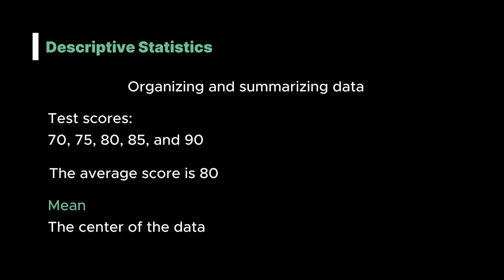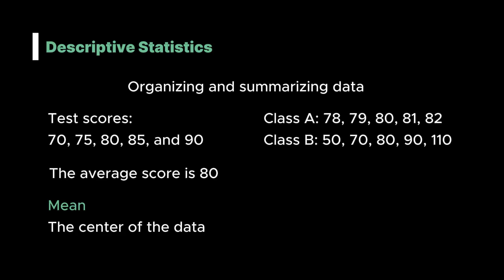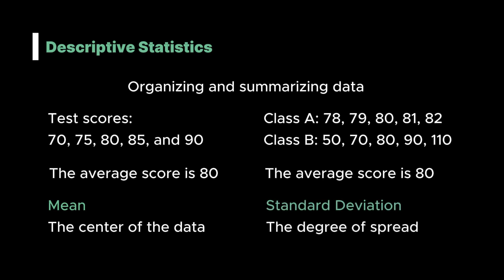For example, Class A: 78, 79, 80, 81, 82, very consistent. Everyone is close to the average. Class B: 50, 70, 80, 90, 110, much more spread out. The average hides the extremes. Actually, both classes have the same average, which is 80, but the variation feels very different. That spread is called the standard deviation. Think of it as the average distance between each data point and the mean.